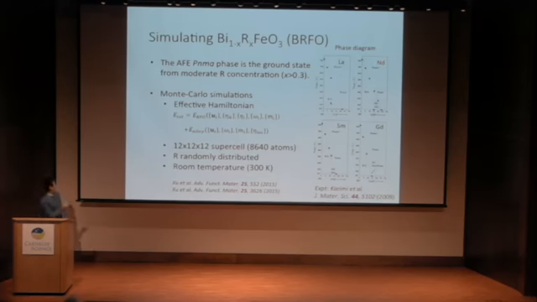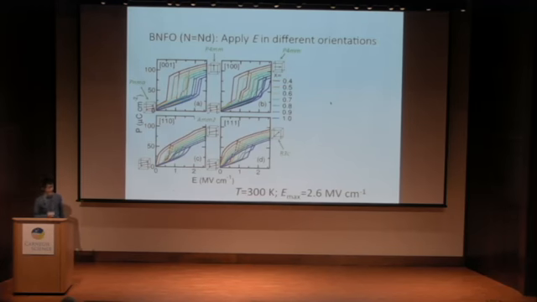And to simulate the PE curves at room temperature, we use Monte Carlo simulation that is based on effective Hamiltonian. And we have used this effective Hamiltonian to reproduce the experimental phase diagram for BNFO, which is in good agreement. And we take a 12 by 12 by 12 supercell, and the rare earth atoms are randomly distributed. Now let's see the results.